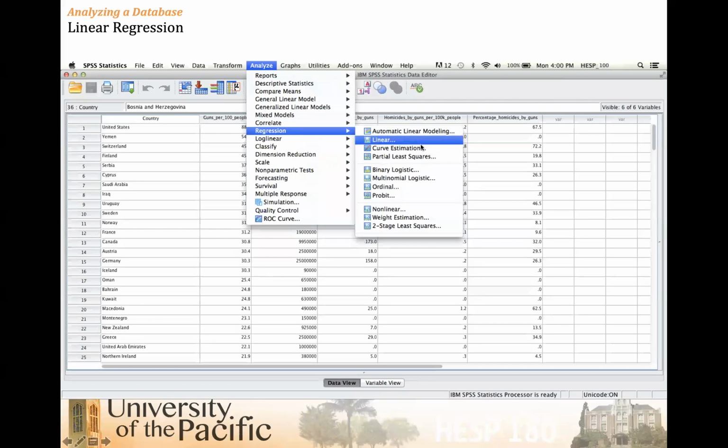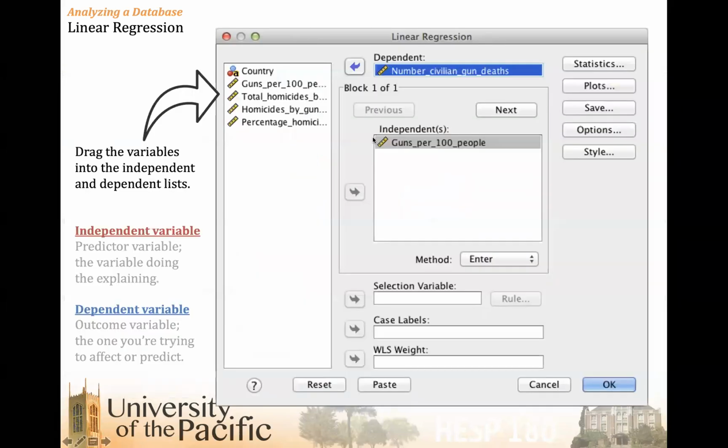So linear and binary logistic. For linear regression, this is if you have a continuous dependent variable. If your dependent variable is continuous, you use a linear regression. If your dependent variable is binary, 0 or 1, right? It's yes or no stuff. It rains, it doesn't rain. That would be a logistic regression. But predicting a continuous dependent variable, that's a linear regression.